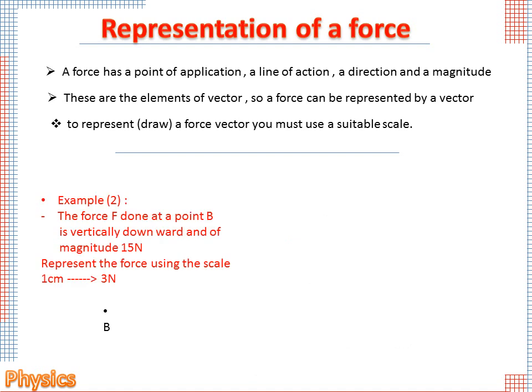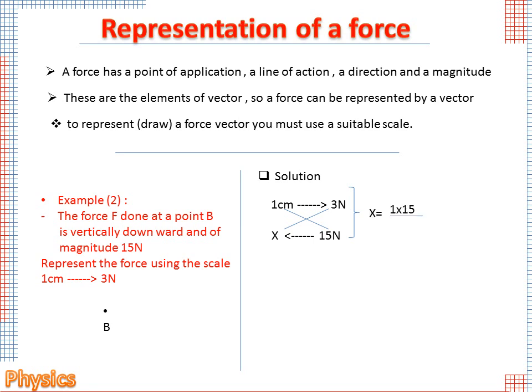Example number 2. The force F done at point B is vertically downward. The line of action and direction are vertical and downward, and of magnitude 15 Newton. Represent the force using the scale 1 centimeter represents 3 Newton. To represent the force, we have to use the scale: 1 centimeter represents 3 Newton. Then the magnitude of the force, 15 Newton, by how much will be represented? To find the value of x, we have to use the cross multiplication method. The value of x will be 1 times 15 divided by 3, which is equal to 5 centimeter.